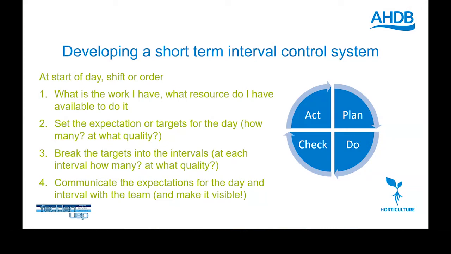You've got an expectation, you've got an order, you've got the right amount of people to pick that target. But that's key to think about in the first instance: what work do I have and what resource do I have available to do it, to be able to decide what my expectations or targets are for the day, the shift, the number of days, and at what quality. Then obviously break those into intervals, at each interval how many, at what quality, and then communicate the expectations for the day.